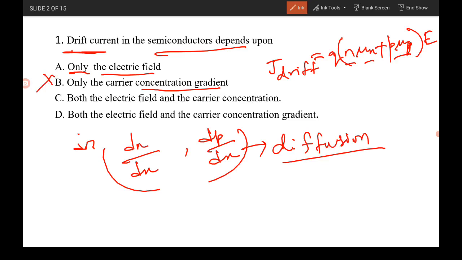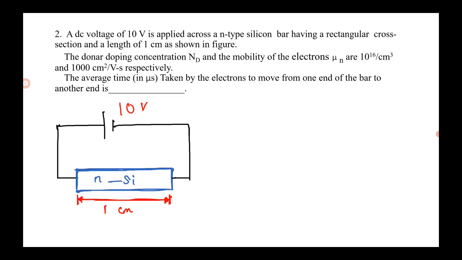Now in option C you can see it depends upon both electric field and the carrier concentration. Yes, it depends upon the carrier concentration, that is n and p, as well as E. So this can be our answer. And in option D you can see both electric field and carrier concentration gradient. Again it is related with the diffusion current. So answer D is not our answer. The most appropriate answer here is C, not A. Okay, so now let's move on to the next question.